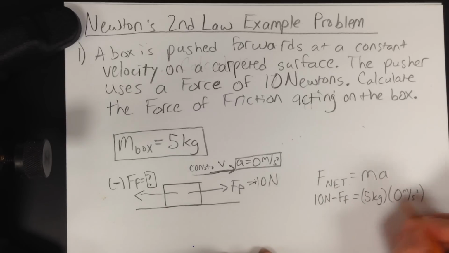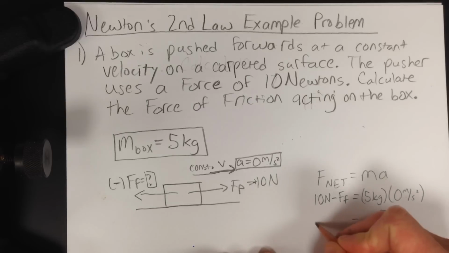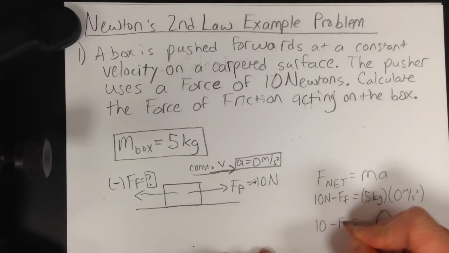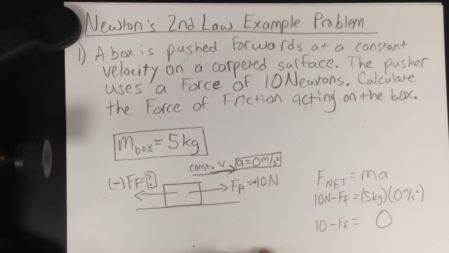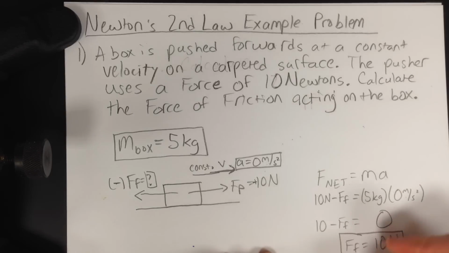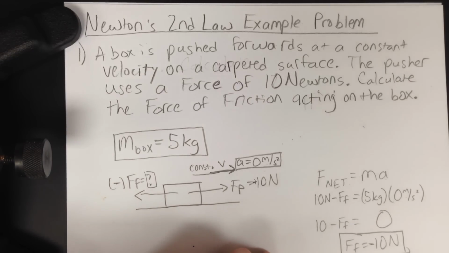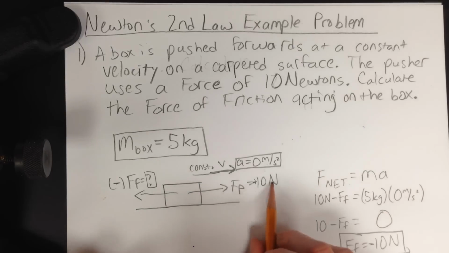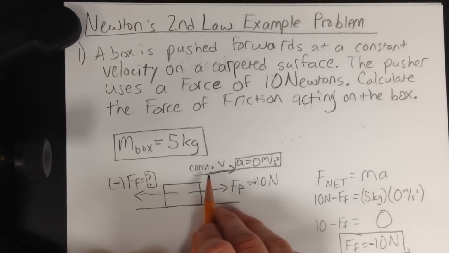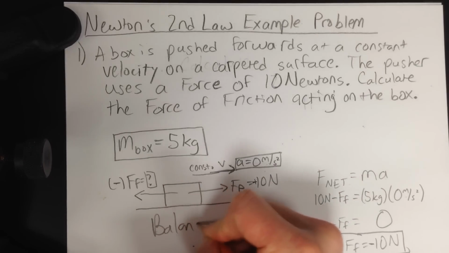Okay, so 5 times 0 equals 0. 10 minus FF. And we could see here that 10 minus what equals 0? 10 minus 10. So I'll just indicate that the amount of friction you have is 10 newtons. The direction is negative 10 newtons. So we can add that negative just to say that the direction is a negative direction. And these forces are balanced. It's positive 10, negative 10. That's why we get no acceleration. We stay at a constant velocity. All right.